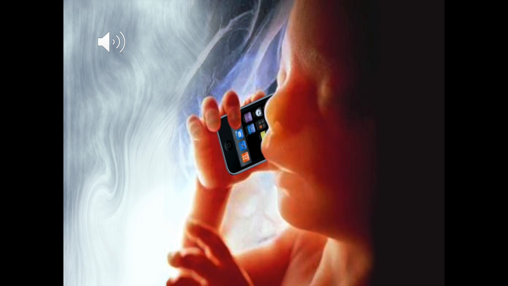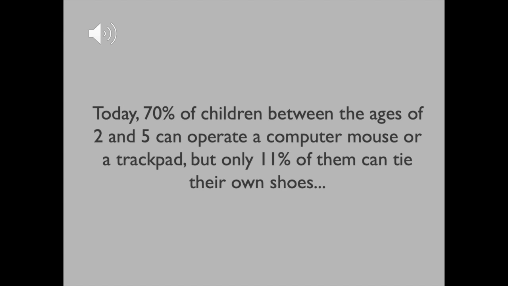This generation learned to type before they learned to write, and they use a keyboard more than they use a pen. Anyone who has seen a 2-year-old playing around with an iPad knows what I'm talking about. Technology is not new if you were born into it. And remember that iPad is the most primitive technology they will ever use. How pervasive is the digital landscape? Today, 70% of children between the ages of 2 and 5 can operate a computer mouse, but only 11% of them can tie their own shoes.